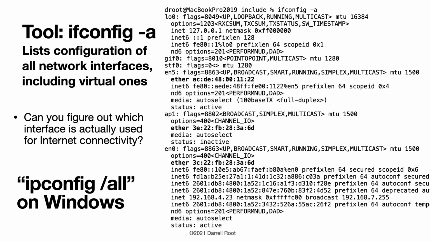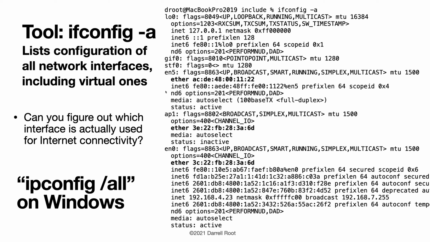One thing that can be difficult on some operating systems is figuring out which interface is actually used for internet connectivity. In this case, my en0 interface is the one that I'm using for internet connectivity. The reason I know that is because that is the interface where I have usable IP addresses. I have this 192.168 address. I have my internet routable IPv6 addresses. So just by looking at this output, I have a high degree of confidence that the en0 interface is being used for internet connectivity.